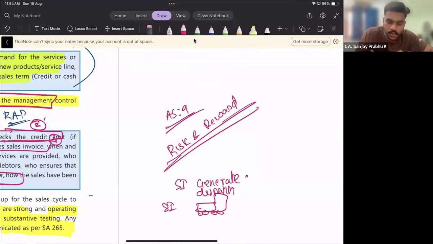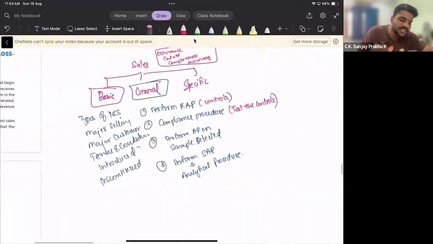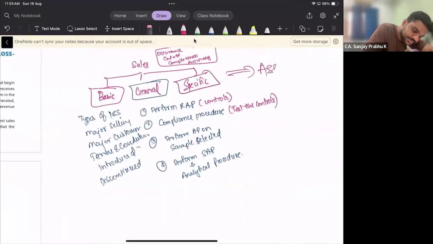You should know this. So these are the few controls. So we are done with basic points and general points. Now we are moving on to the specific points where we will check for assertions.